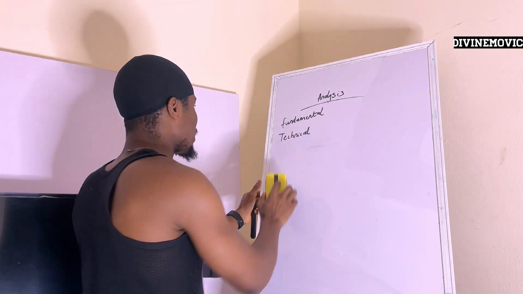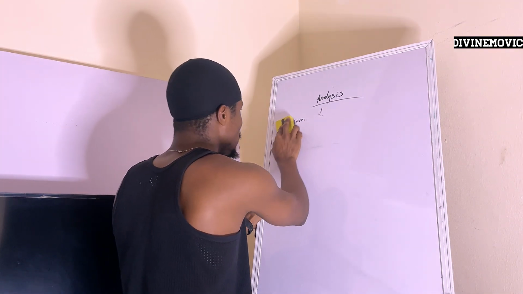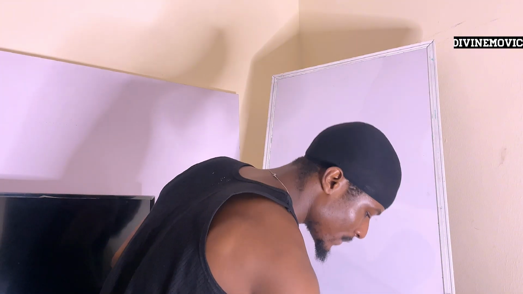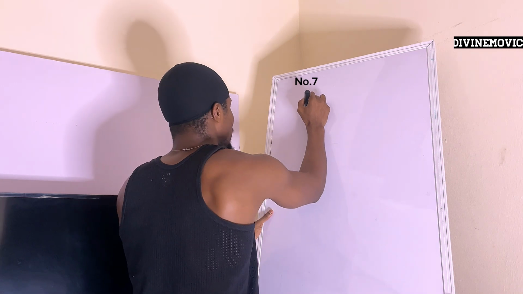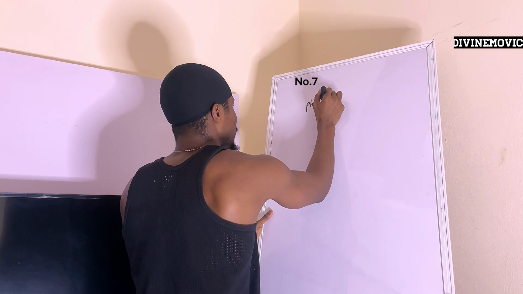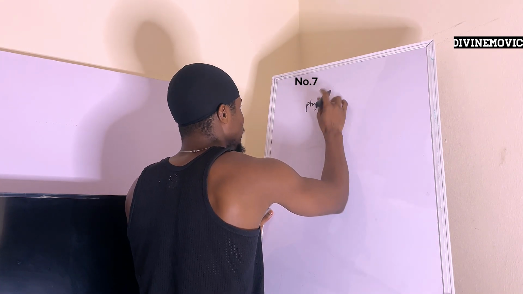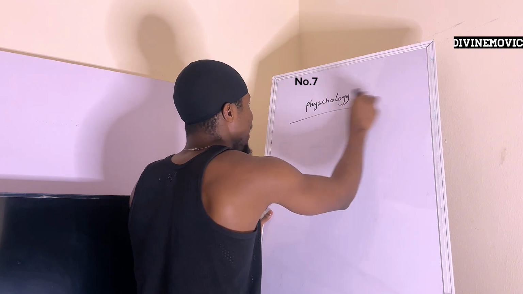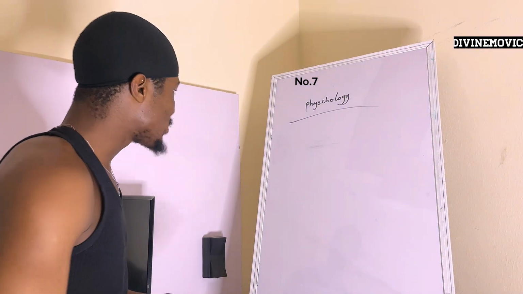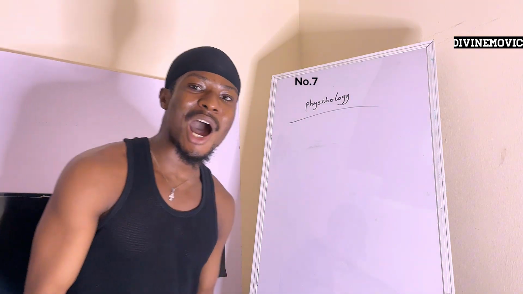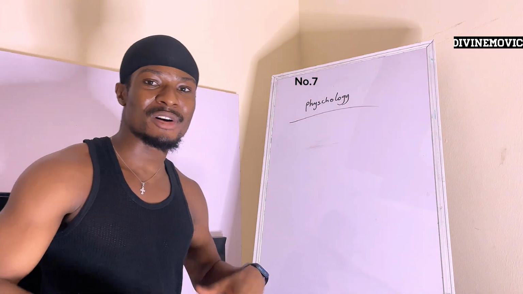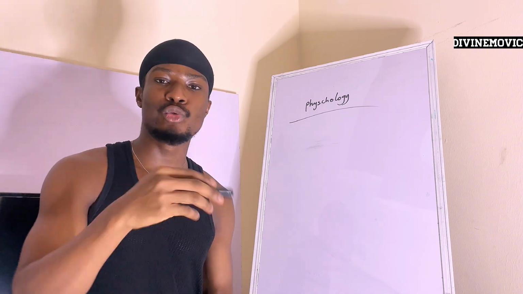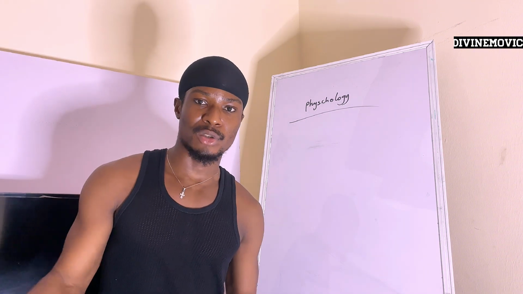Now the last point, remember I said I'm going to use 7 points, and this is the seventh one. The last point is simply psychology. Right? Now this is the most difficult part because it tells you how you're going to react to or respond to a particular trade. It has to do with your emotions that will enable you to make a good decision or a bad decision.